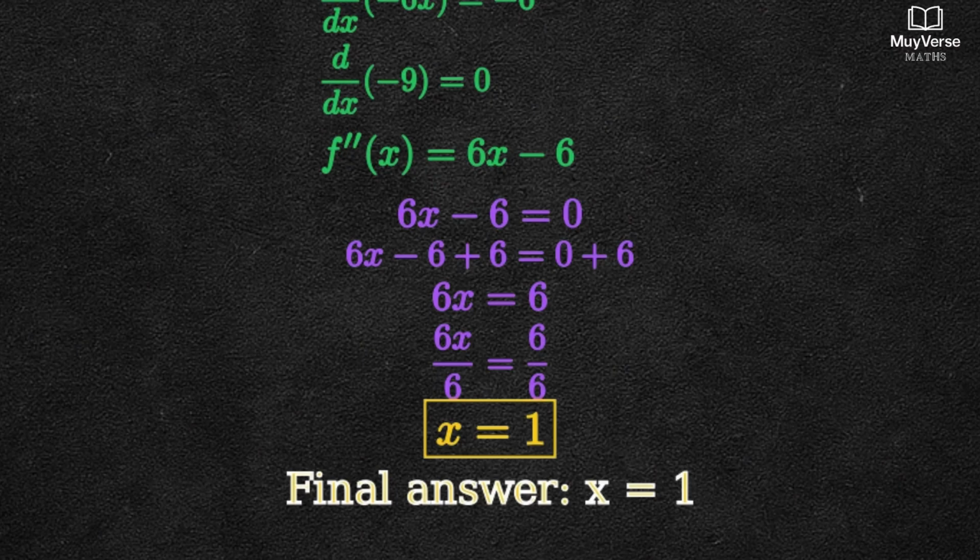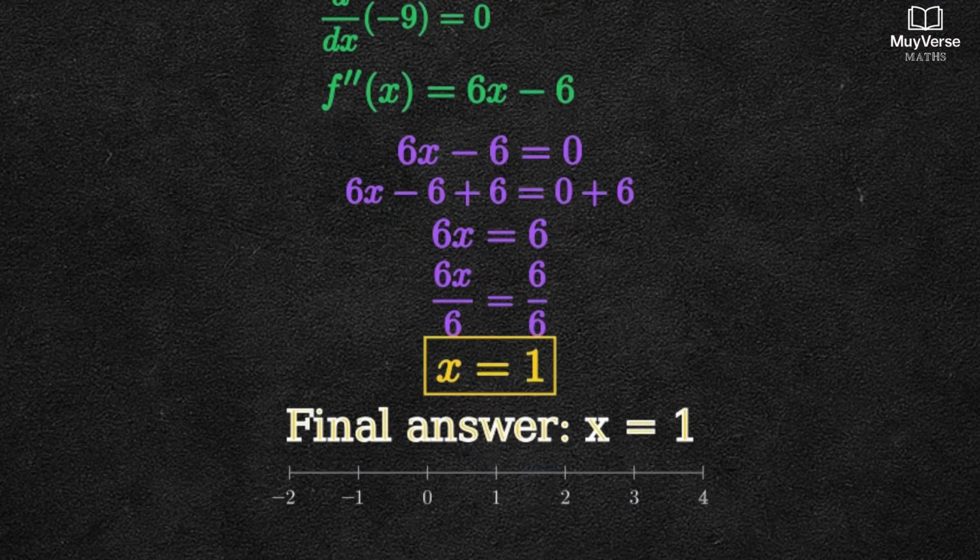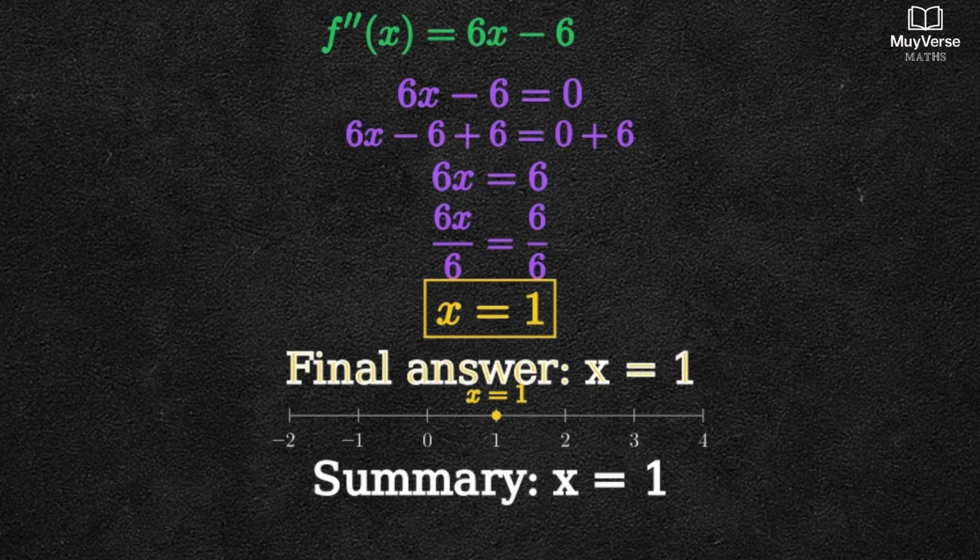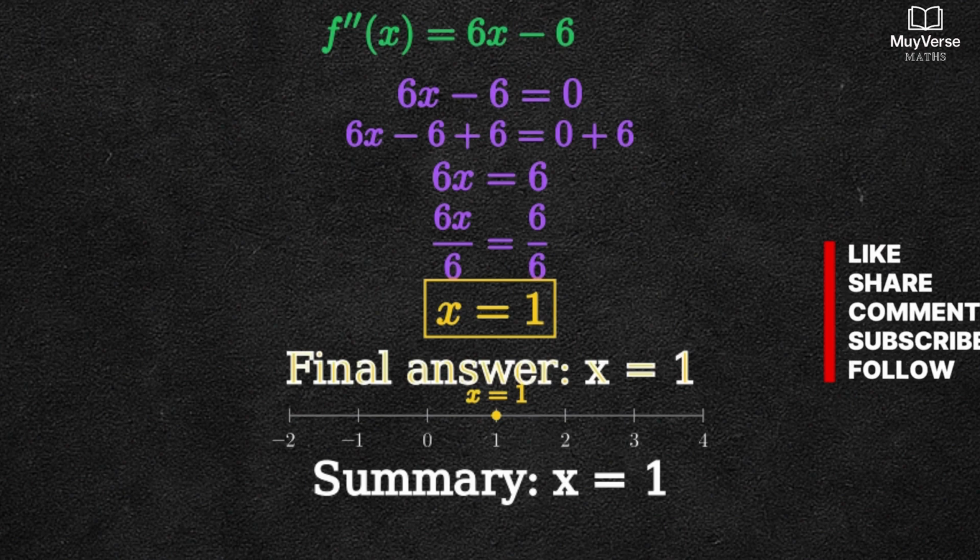To visualize the solution, mark x equals 1 on a number line. This is the x value where the slope of the slope is 0. Summary. We differentiated once to get f prime, differentiated again to get f double prime equals 6x minus 6, and solved f double prime equals 0 to find x equals 1.